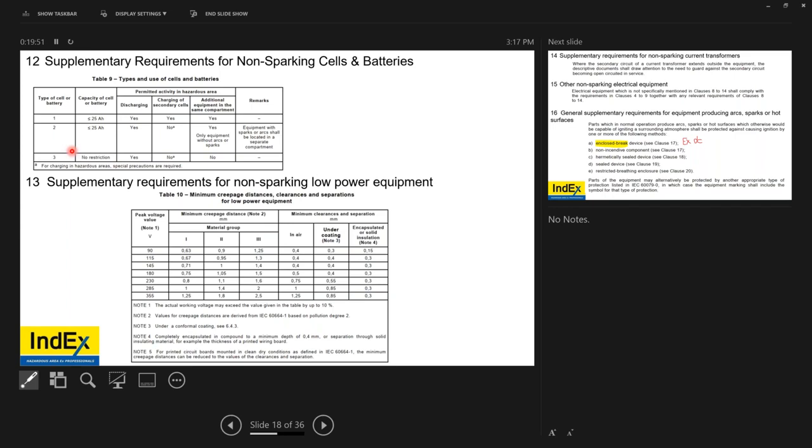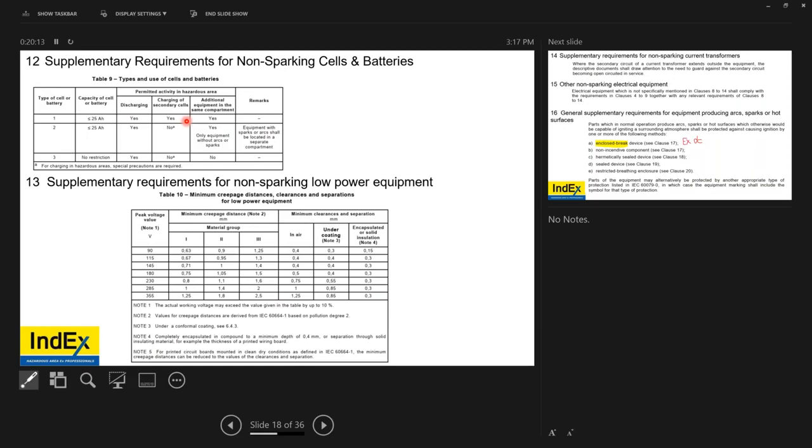There's been a lot of battery banks that there was EXEC batteries now. And back in the day, people had EXNA batteries. So if the cell was less than 25 amp hours, it could be used for charging of secondary cells, and additional equipment in the same compartment.